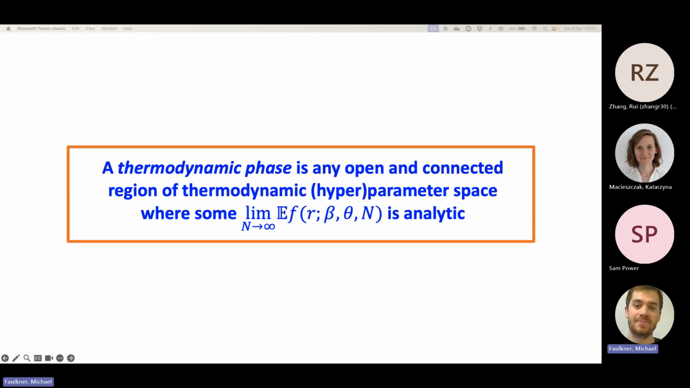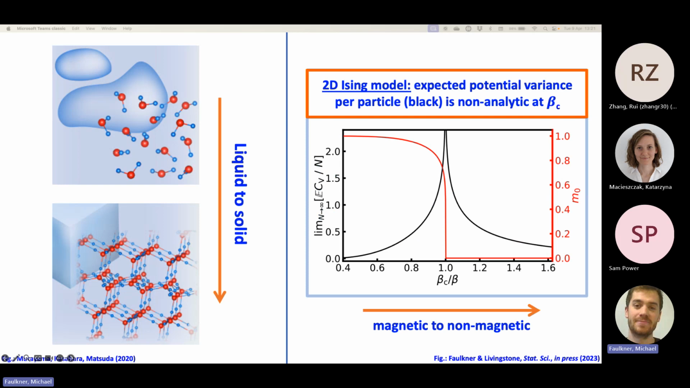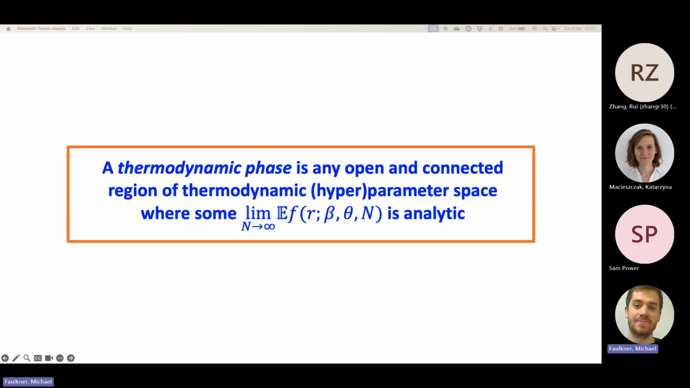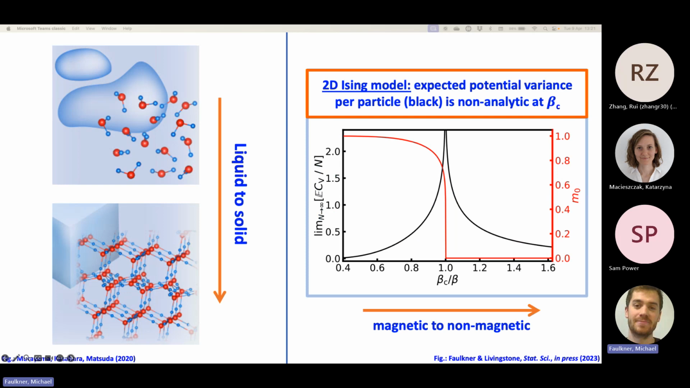If you're studying a system, you construct this expectation, the F on the next slide, and you look at how it behaves for different beta and theta. Then you chop up the space into the analytic regions, and then you give those names like liquid or... Exactly. In this case, this bit is called the ferromagnetic phase, and this is the paramagnetic phase.